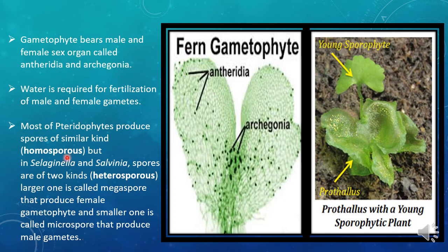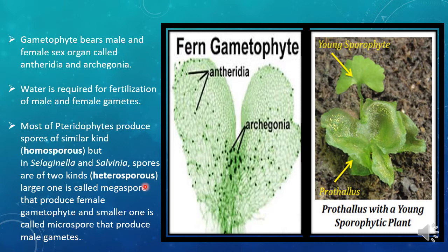Here in homosporous, the spores will be of similar size. Both the male gamete producing microspore and the female gamete producing megaspore will be of the same size. Hence it is called as homospores. Whereas in heterosporous, hetero means different and sporous means spores. So it is referring to the different kind of spores. In this case, it is a different size of spores. So one will be bigger and one will be smaller. So the bigger will be megaspore and the smaller will be microspore.